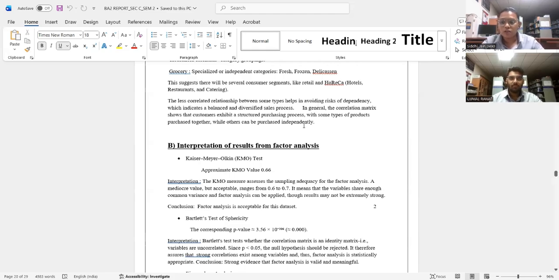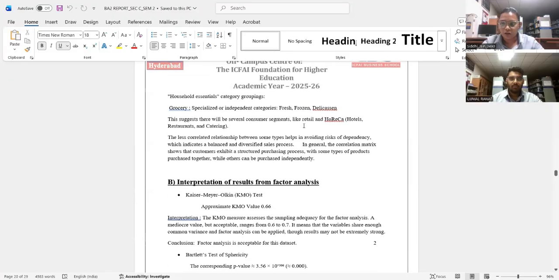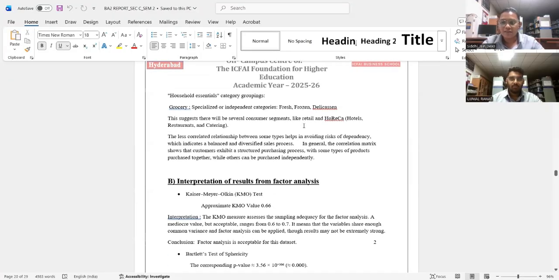So the weak correlation was seen between fresh and grocery and frozen and detergents. That suggests that fresh and frozen products are not bought by the same customers who buy household essentials in bulk. These products cater to a different customer segment such as hotels and restaurants.